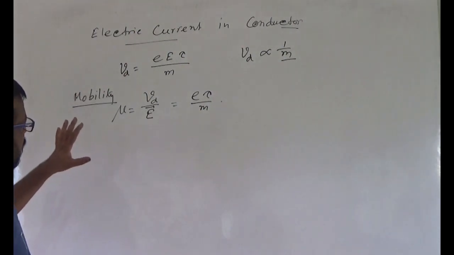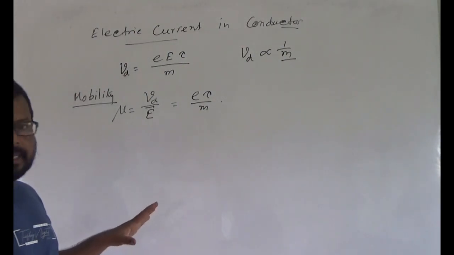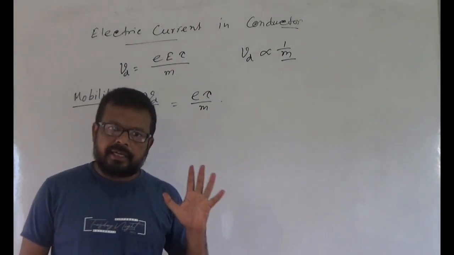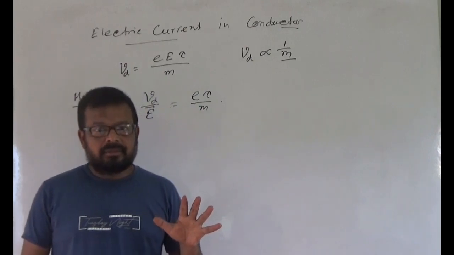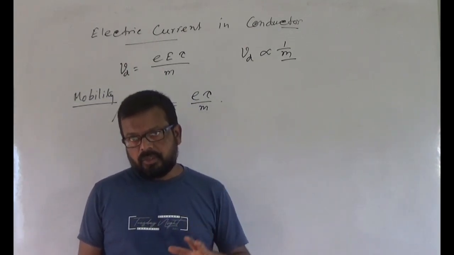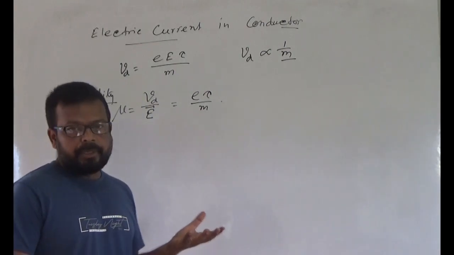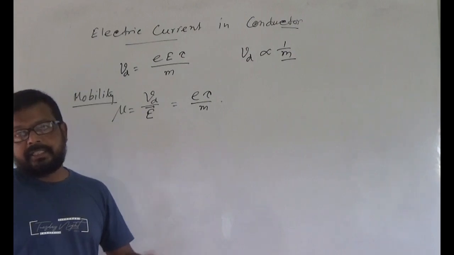Now, you have to just remember about the mobility. What is mobility? Mobility is the drift velocity of the current carrier when the material is placed in a unit electric field, or you can say the drift velocity per unit electric field is called the mobility of the current carrier.